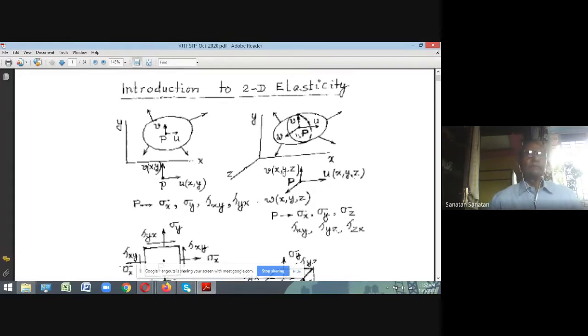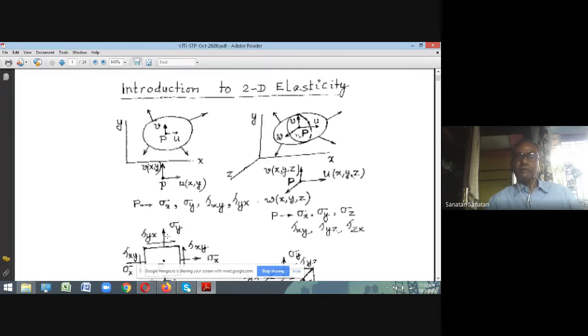Now, alternatively, we can also state the problem like this: at every point of the body, like P, we will have some stresses. It is going to have stresses like sigma x, the normal stress in the x direction, sigma y, the normal stress in the y direction, tau xy, the shear stress at the point, and I have another shear stress which is tau yx. I will show shortly that these two stresses are the same.